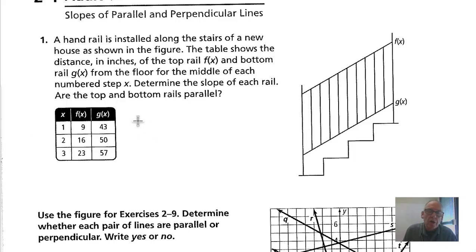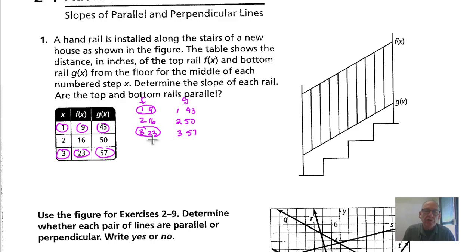So what we need to do is, this is really like two separate data sets. So we've got 1, 9, 2, 16, and 3, 23. This is the f ones. And then for the g ones, we have 1 with a 43, we have 2 with a 50, and we have 3 with a 57. So what we want to do is figure out the slopes. And I'll use the two endpoints. So I want to figure out the slope using 1, 9, and 3, 23.